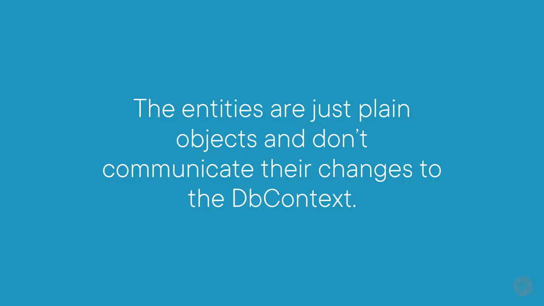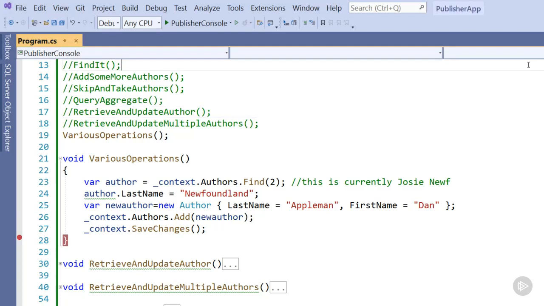This is going to be especially helpful to understand when you're thinking about how EF Core works in web apps where everything is disconnected. The context isn't limited to focusing on one type of change at a time, or even one type at a time. Here's a method where I'm updating an author's last name. I'm changing Josie's last name to Newfoundland, and I'm creating a new author, Dan Appleman, in the same transaction. When I call SaveChanges, the context doesn't care that there's one added and one modified object. It will build and execute the needed SQL.